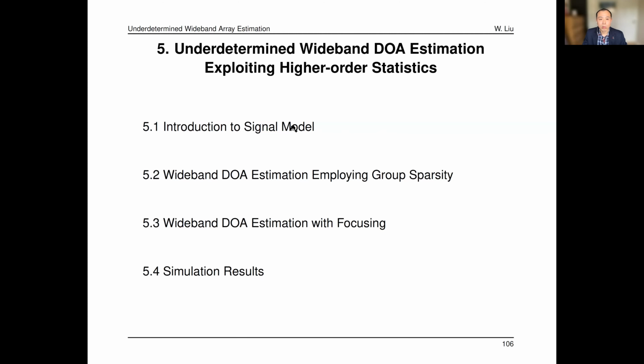Section 5 is about underdetermined wideband DOA estimation exploiting higher order statistics. Section 6 is about underdetermined wideband target localization. And section 7 is the summary. First, for section 5, we have 4 subsections. One is the signal model, then wideband DOA estimation employing group sparsity, and then wideband DOA estimation with focusing. Then I will provide some simulation results for this section.